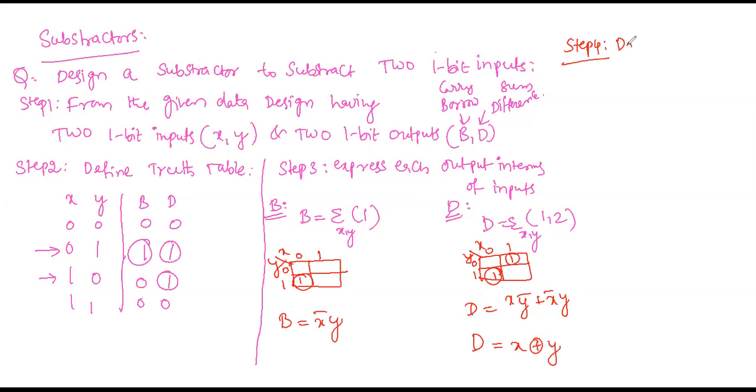So step 4: draw the logic diagram. X and y are both the inputs. X goes through an inverter to give x bar, and x bar dot y means an AND gate. So this is B. Next, x XOR y.